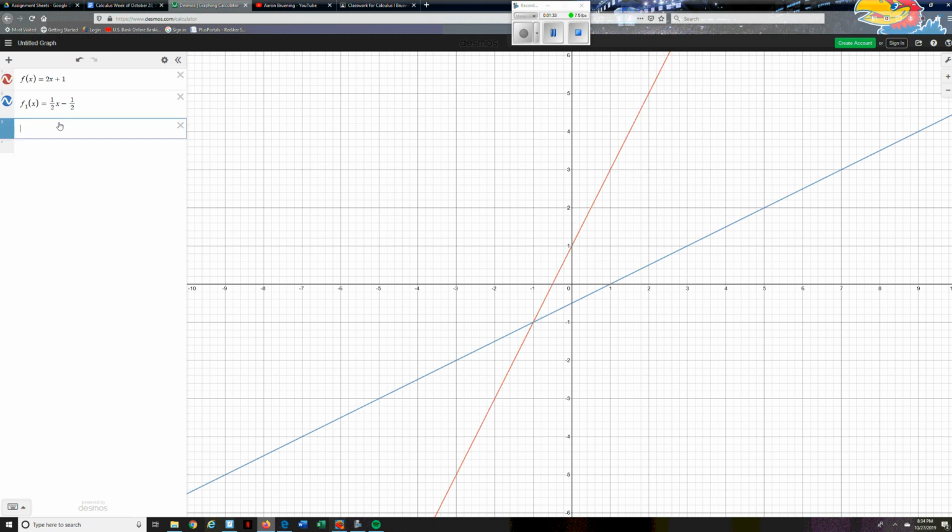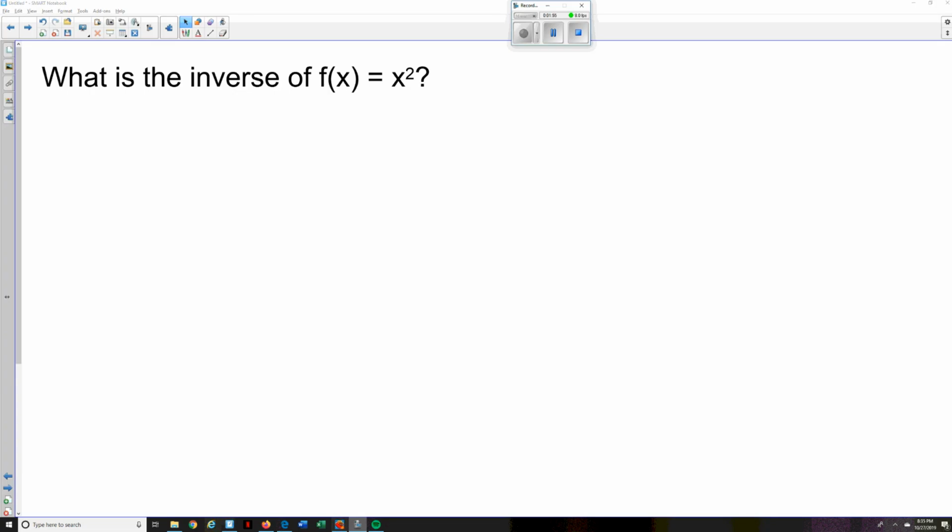And one last reminder, if we graph y equals x, notice this green graph splits the red graph and the blue graph, the function and its inverse, exactly in half. And so those are some things that you should be aware of and remember for a function and its inverse. Let's take a look at one last example.